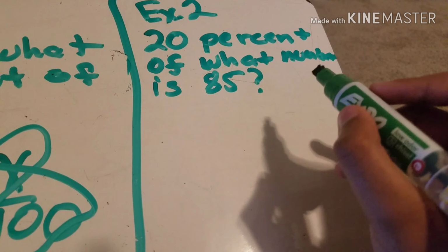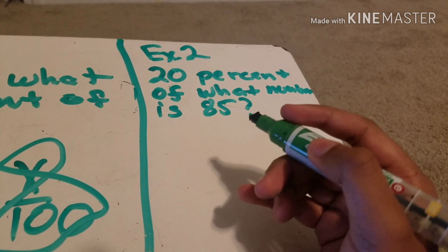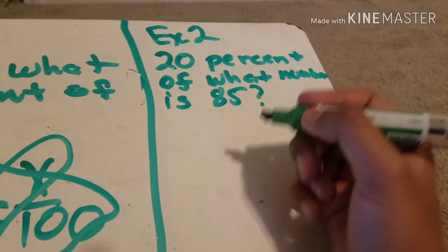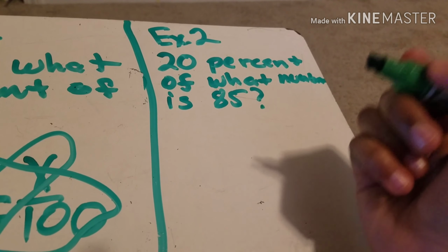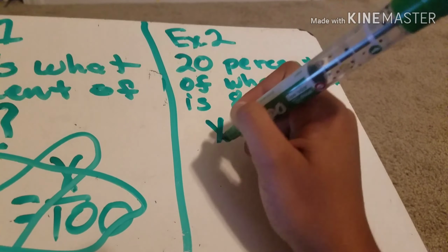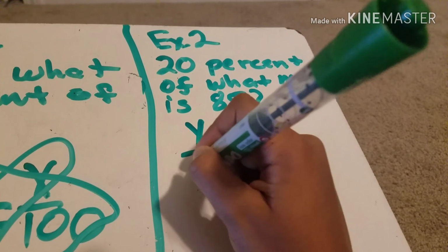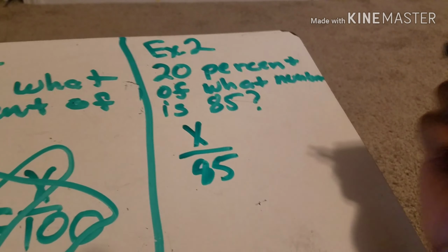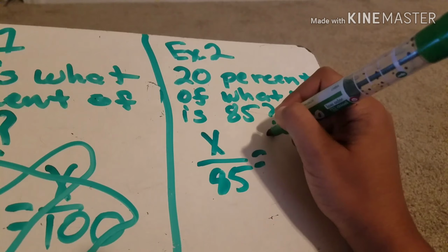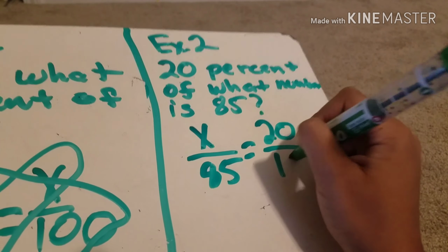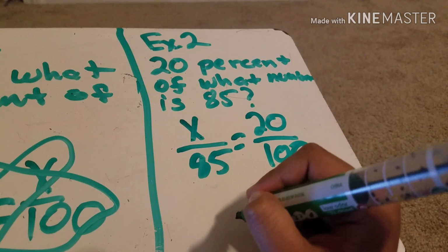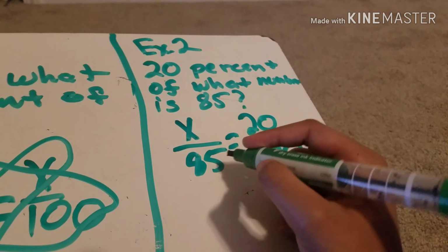So, 20% of what number is 85? It's asking us which number, out of 85, is 20%. We don't know what that number is, so we automatically know that's the variable. So x divided by 85 equals 20 over 100, since we're trying to find 20%. And basically we have to cross multiply again.